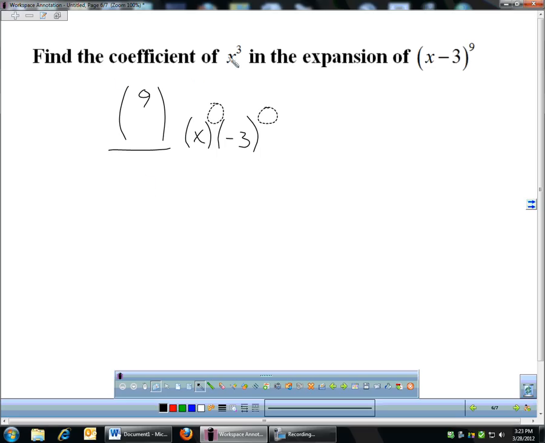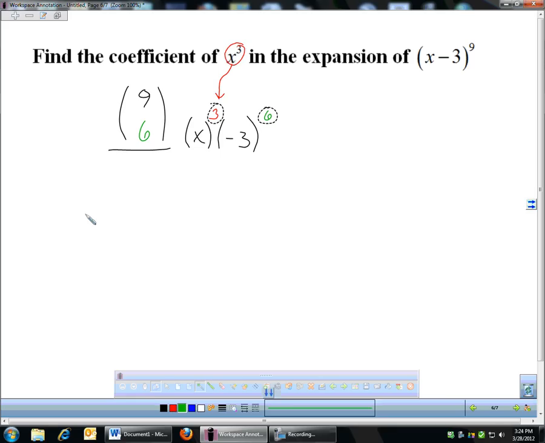Now, if I want the coefficient of x cubed, well, that's going to help me out a lot, because if I want x cubed, then I know I need x cubed. Once I can get one of these exponents, the rest of it trickles into place, because I know these two have to add up to 9. So this one's going to have to be 6. And if that's 6, then I know the bottom number over here has to be 6 also. They're always equal. And then we'll go straight to the calculator.